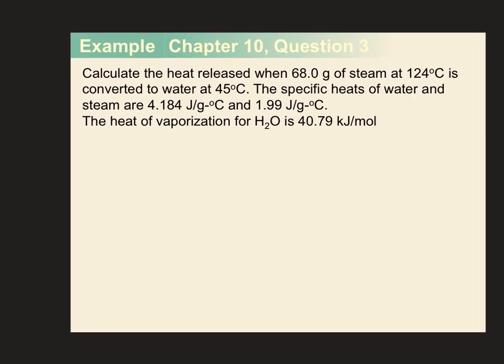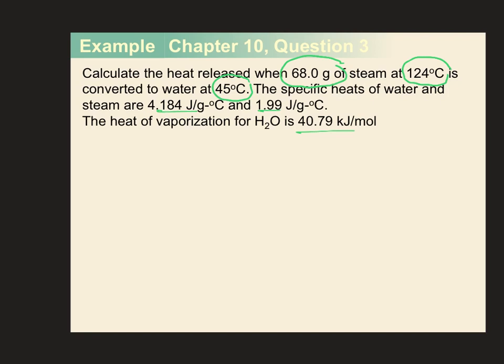Here's your problem. We have just a couple problems left. Calculate the heat released. Now we'll talk about that in a second. When 68 grams of steam, so there's my first number, my mass, starts at 124 degrees Celsius, and it's converted into water, liquid, at 45. And then here are your specific heats. Here is your heat of vaporization. So the constants are still the same as the last question, because it's still water.